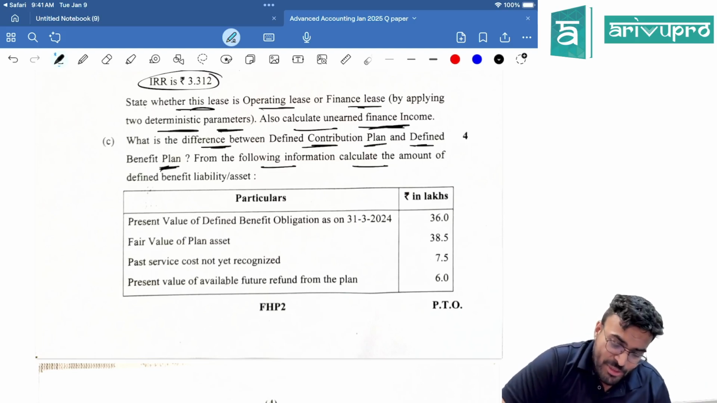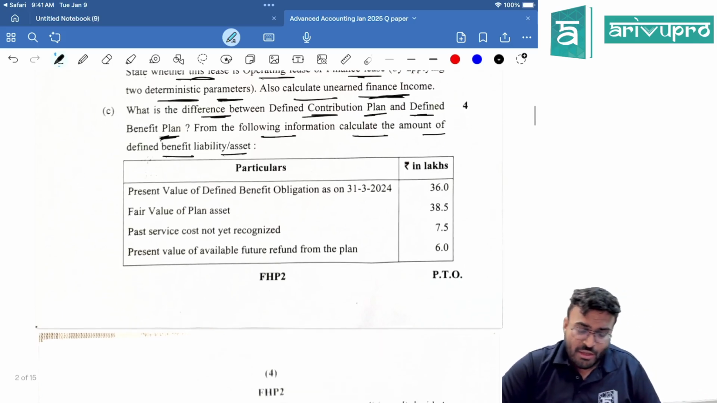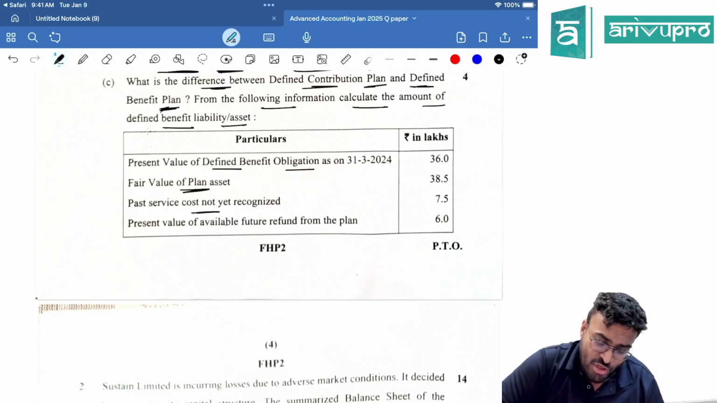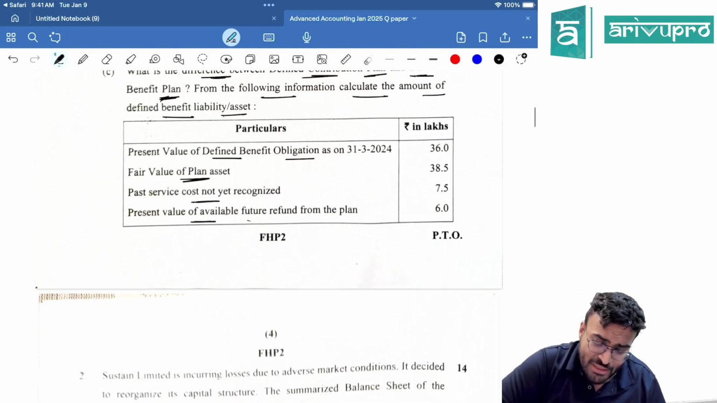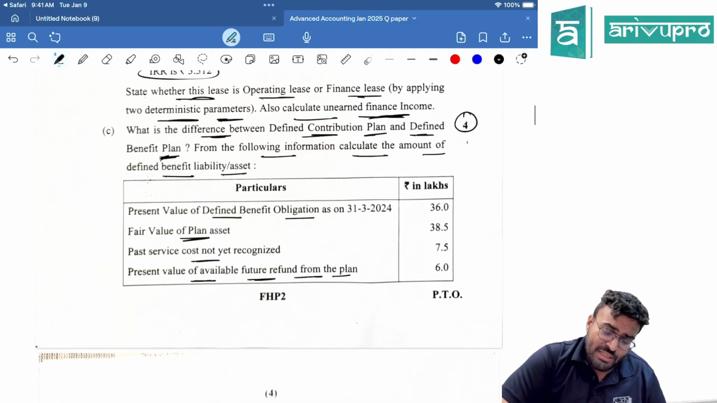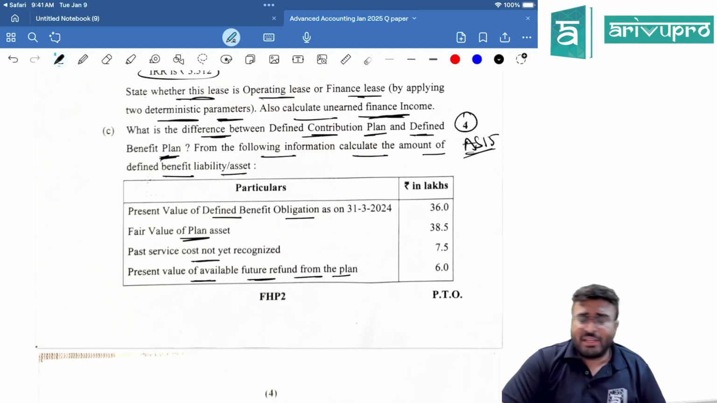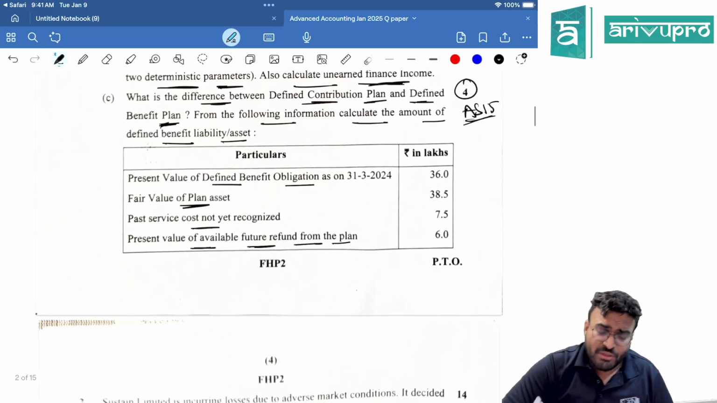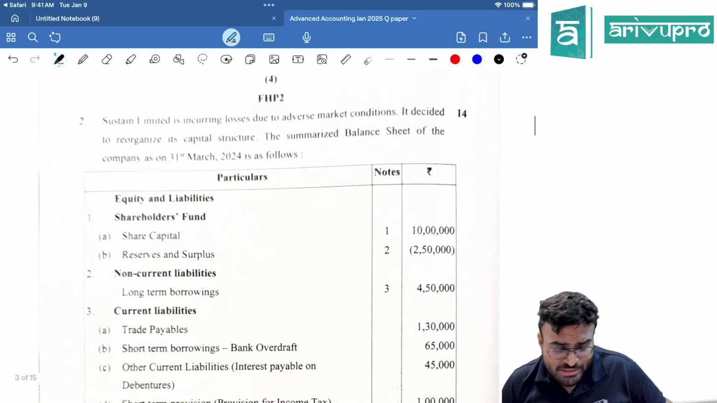From the following information, calculate the amount of defined benefit liability. You can see present value of defined benefit obligation is given. Fair value of plan asset is given. Past service cost not yet recognized is also given. Present value of available future refund from the plan. Easy AS 15 question. Straight away they have picked this question from the study material itself. Same kind of question is there in the study material. This shouldn't cause any trouble. Let's go further, guys.